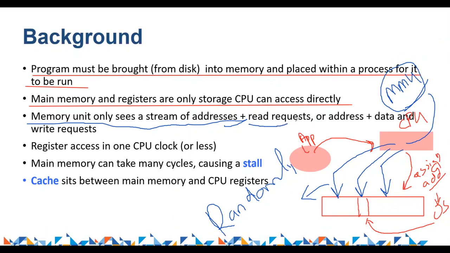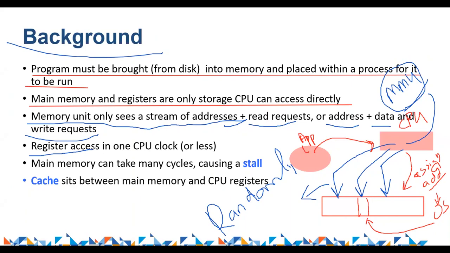Stream of addresses plus read request, plus address plus data and write request. Whatever interaction takes place, it will need a particular address. The address will be assigned by the memory management unit during reading, during writing, and in every circumstance. Register access in one CPU clock. Dear students, this is background information, which is why we are not focusing on a specific topic. These are like bullet points.